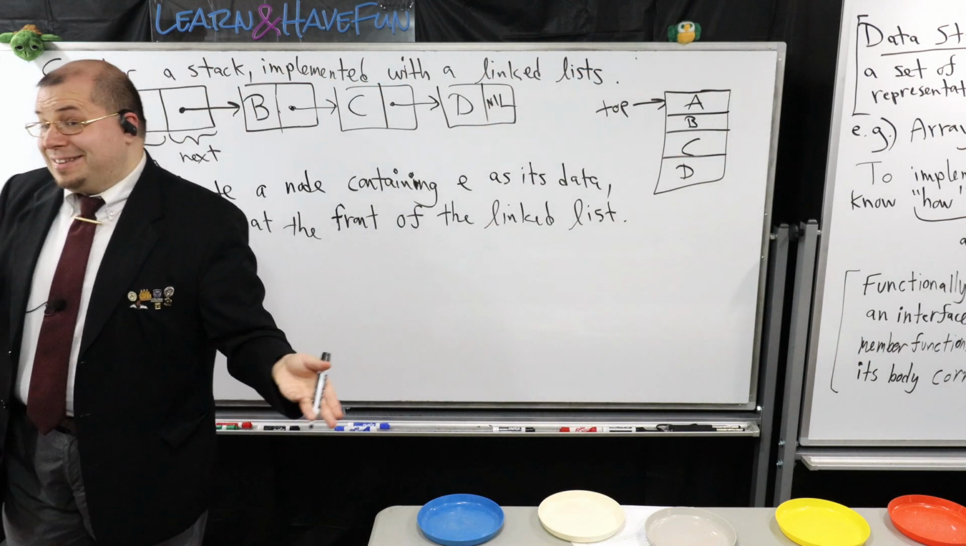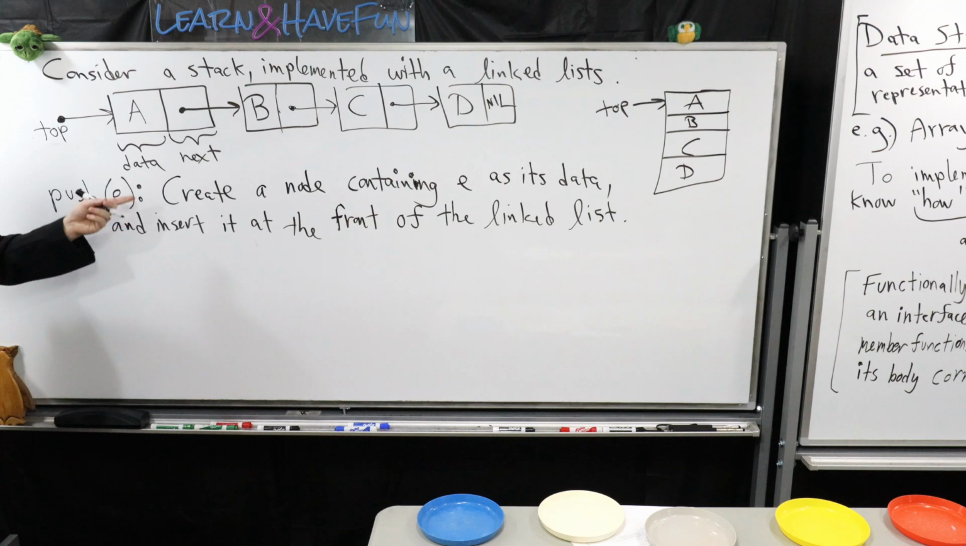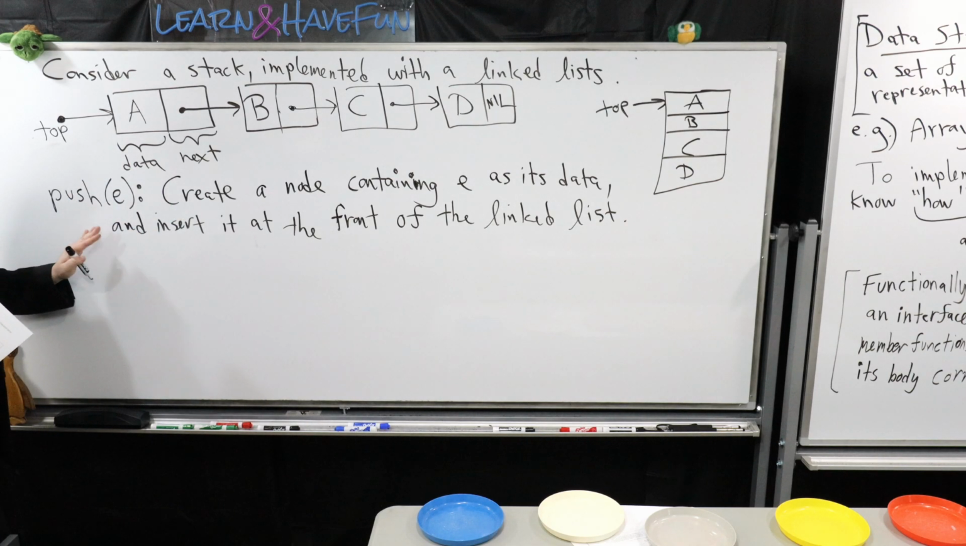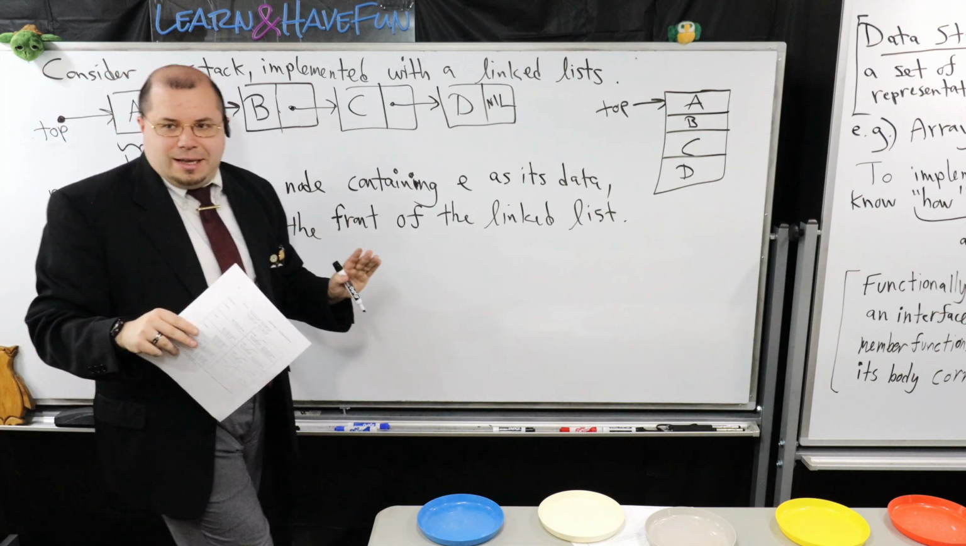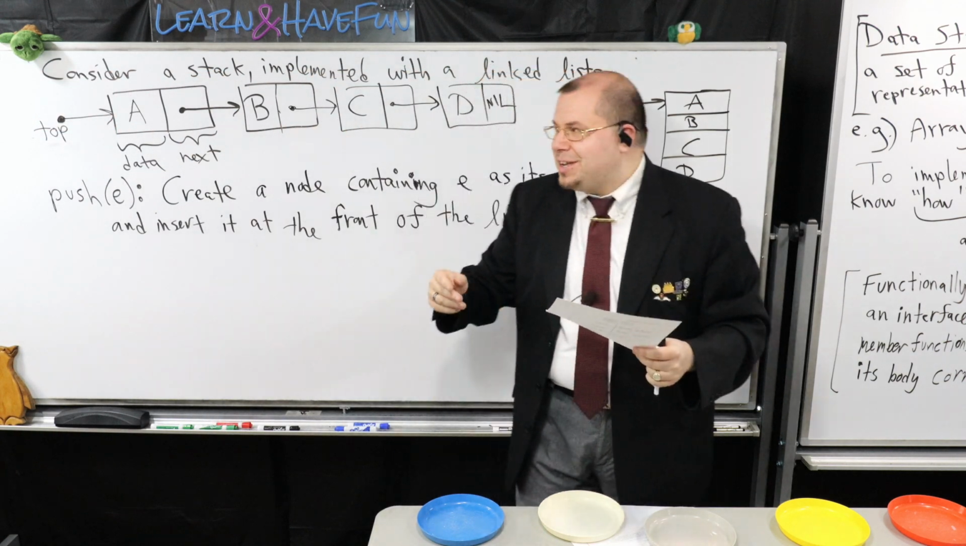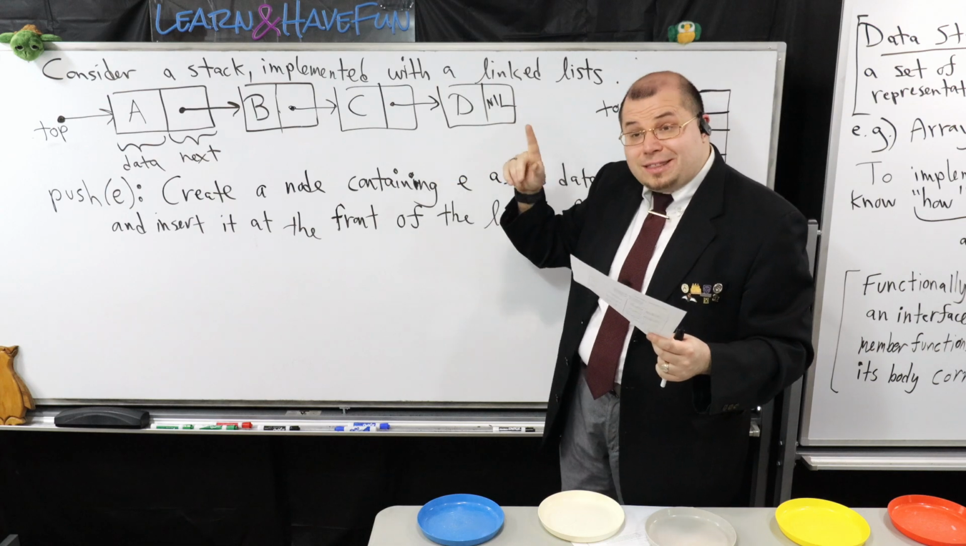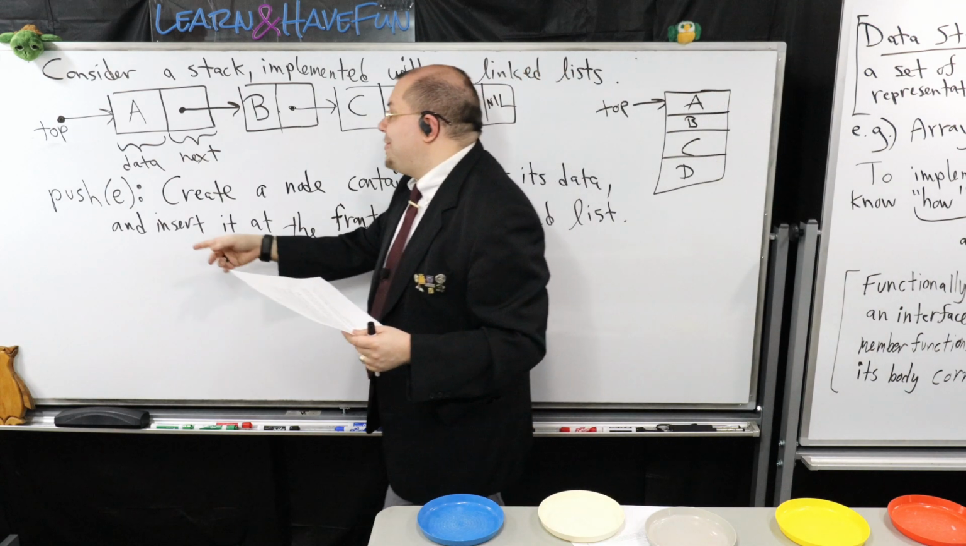Notice that this is just a description of an algorithm, right? I would create the node, then I just insert it at the front of the linked list. But you know how to do this, right? You know how to insert into a linked list. You know that you just have to traverse to the appropriate spot, you put it in. But here's the thing, it's always at the front, right?